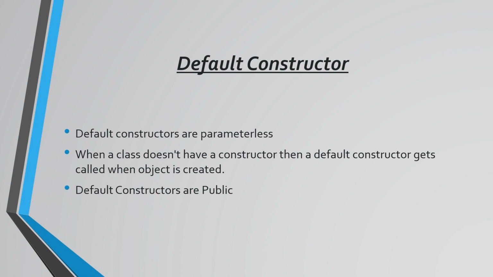These default constructors are public access. The modifier of default constructors is public and they are parameterless. Okay, and then we discussed, right? Default constructors are public. When a class does not have a constructor, then a default constructor gets called and the object is created.